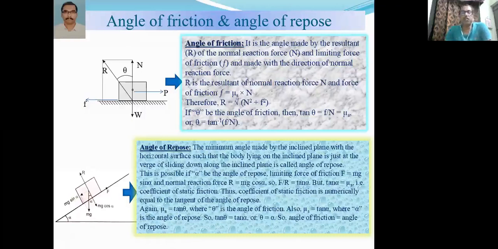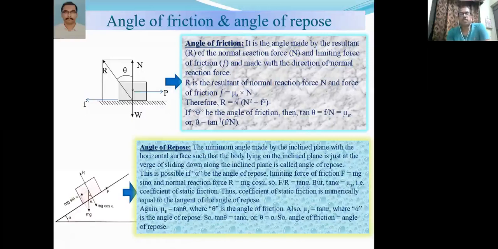Now, what is angle of repose? Angle of repose is the angle made by the inclined plane with the horizontal when a body resting on the inclined plane is just on the verge of sliding, but is not actually sliding. So the minimum angle made by the inclined plane with the horizontal surface such that the body lying on the inclined plane is just at the verge of sliding down along the inclined plane is called the angle of repose.